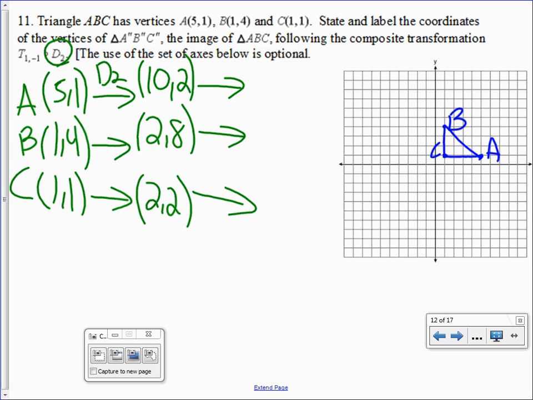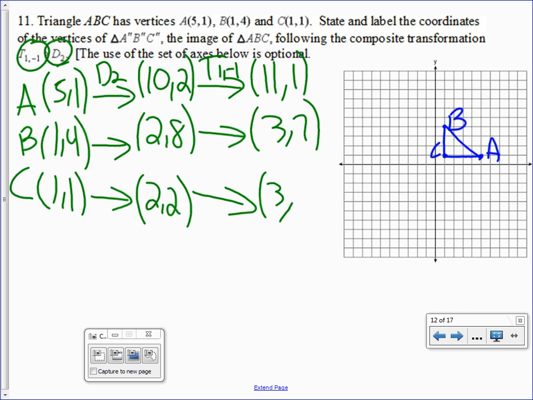Now I take those points and do my translation of 1, negative 1. Translations add. 10 plus 1 is 11. 2 plus 1 is 3. 2 plus 1 is 3. 2 plus negative 1 is 1. 8 plus negative 1 is 7. 2 plus negative 1 is 1.